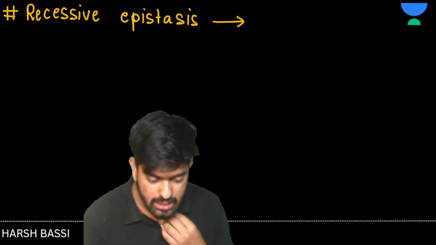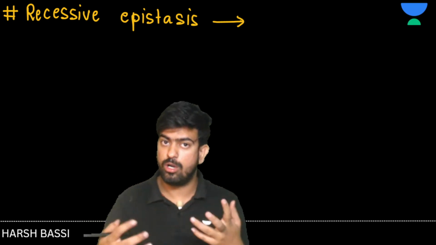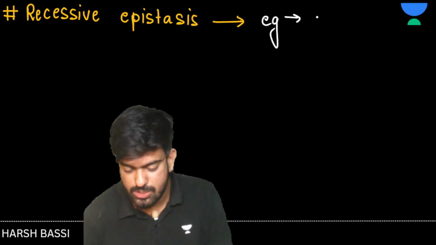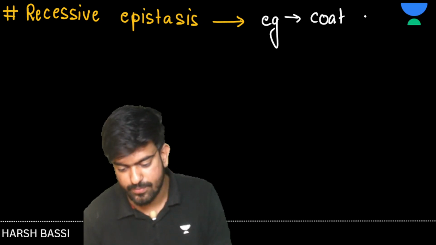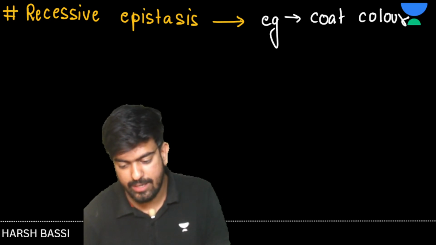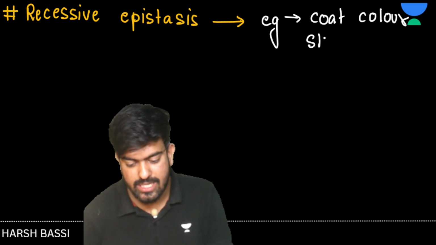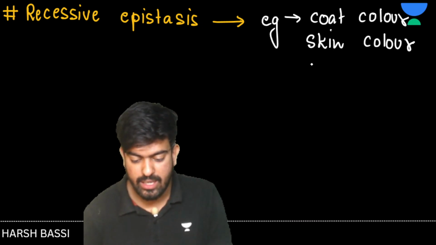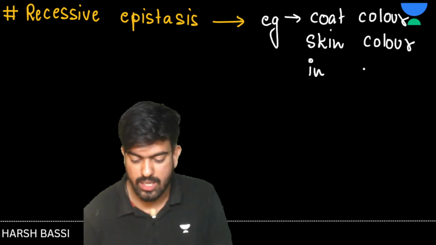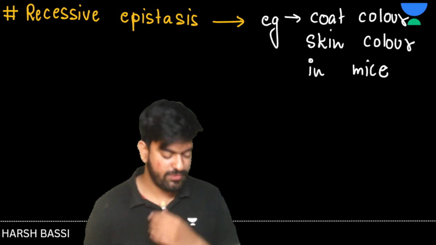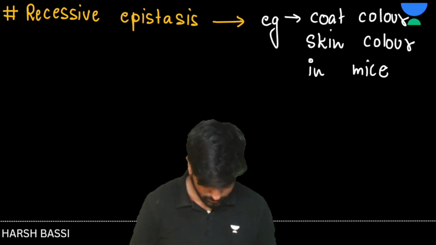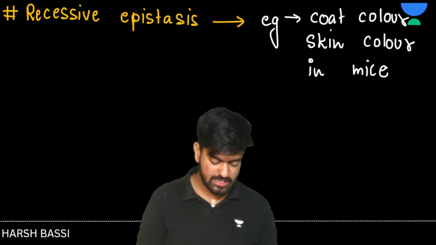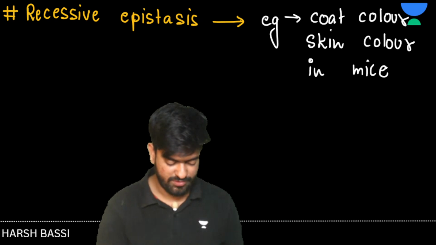So this is found in skin color or coat color of mice. Example is coat color, or I can say skin color in mice. Okay, in mice. Clear to everyone? Yes or no? Is it clear? Great. If this is clear, then let's move forward.